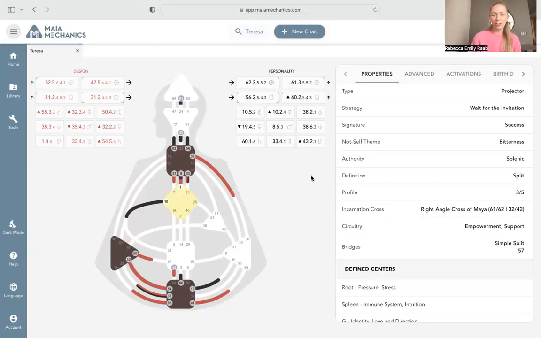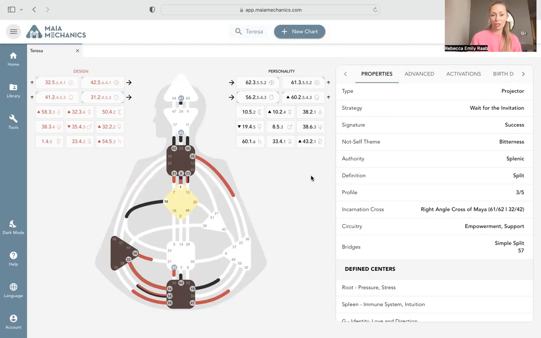So within this chart overview session, I'm going to be looking into three main areas. The first area is your true self. So this is your unique self, how unique you are compared to anyone else and any other projector. This is coming from the colored in areas of your chart, your definition.